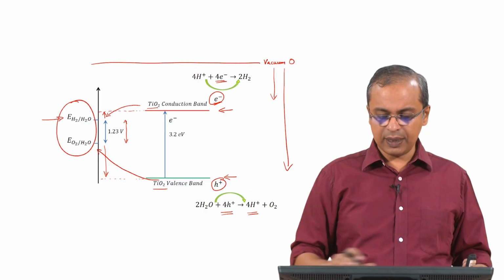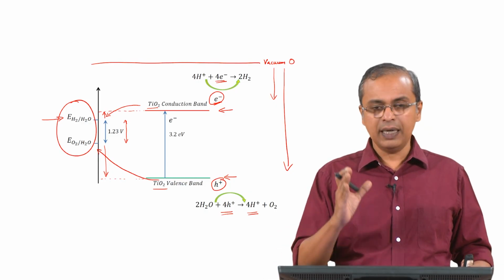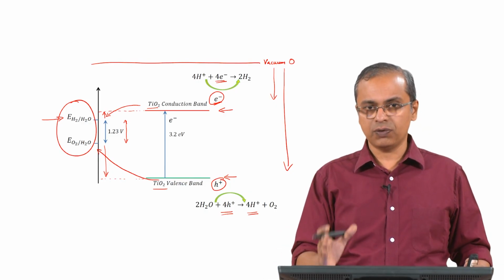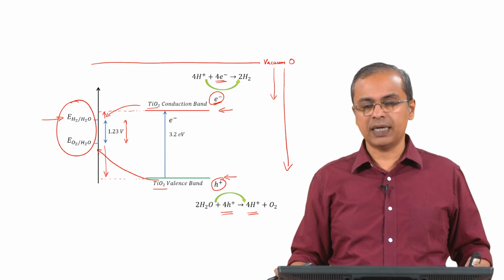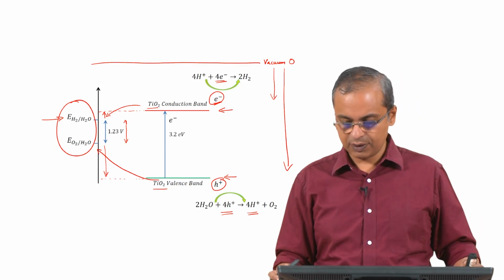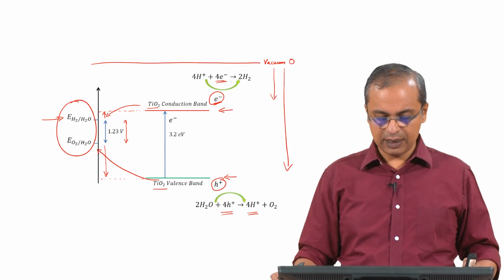So that is how this process is happening, and that is how the band structure of the material, which is your photocatalyst, relates to the kinds of potentials required for water electrolysis, and this is how the process works. So this is what we are looking at.